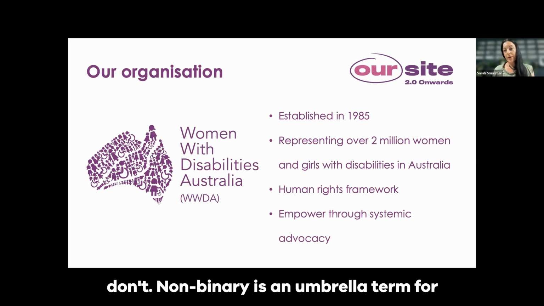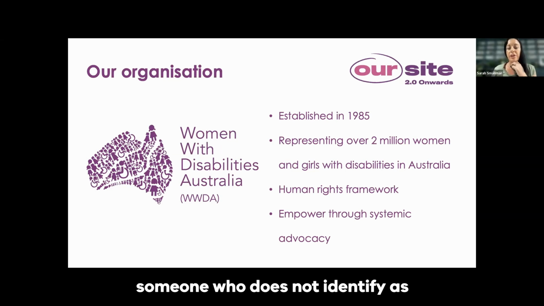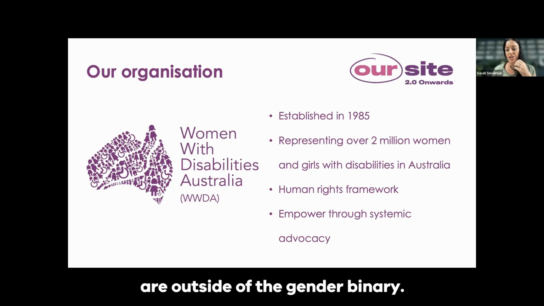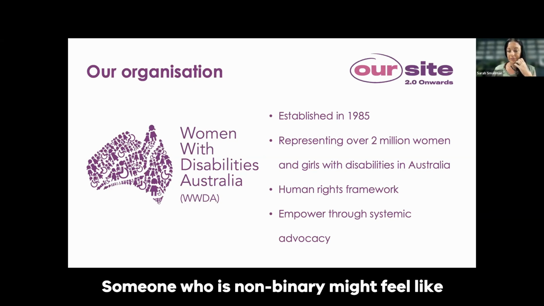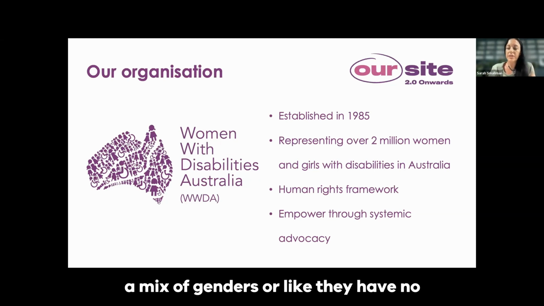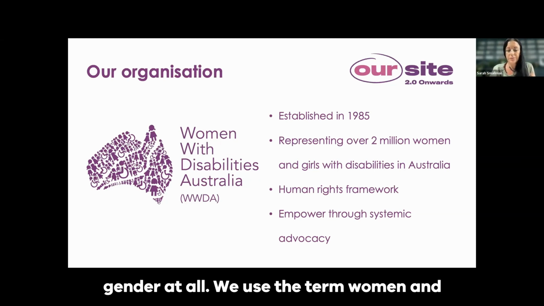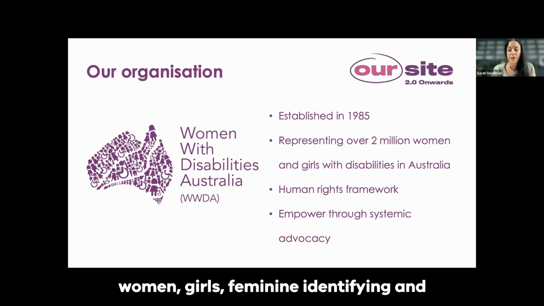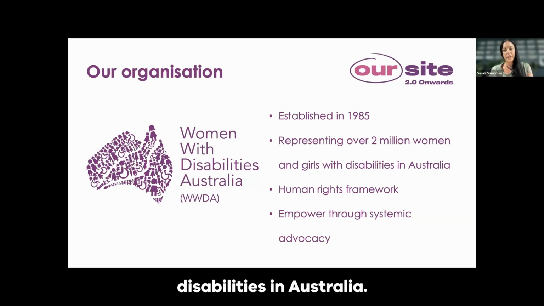Non-binary is an umbrella term for someone who does not identify as exclusively man or woman, identities that are outside of the gender binary. Someone who is non-binary might feel like a mix of genders or like they have no gender at all. We use the term women and girls with disabilities on the understanding that this is inclusive of women, girls, feminine identifying and non-binary people with disabilities in Australia.